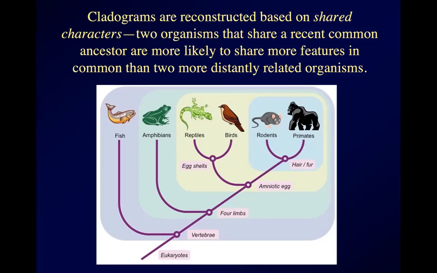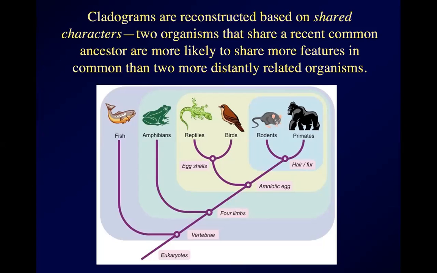Going farther back, reptiles, birds, mammals, and amphibians all share having 4 limbs. Go farther back, and all of those plus fish all share vertebrae, a backbone, a chain of bones underneath the spinal cord that supports the body and protects the spine, and so on. So we test our various cladograms and we pick the ones that are best based on which ones have the greatest number of shared characters.